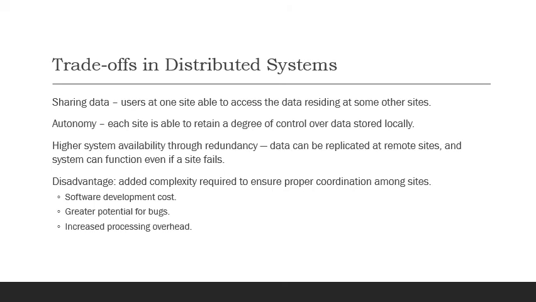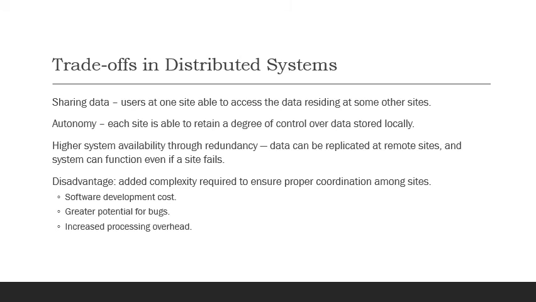And higher system availability through redundancy. So data can be replicated at remote sites, and the system can function even if a site fails. Since the data is replicated at several sites, we can still access the data which is lost at one place.